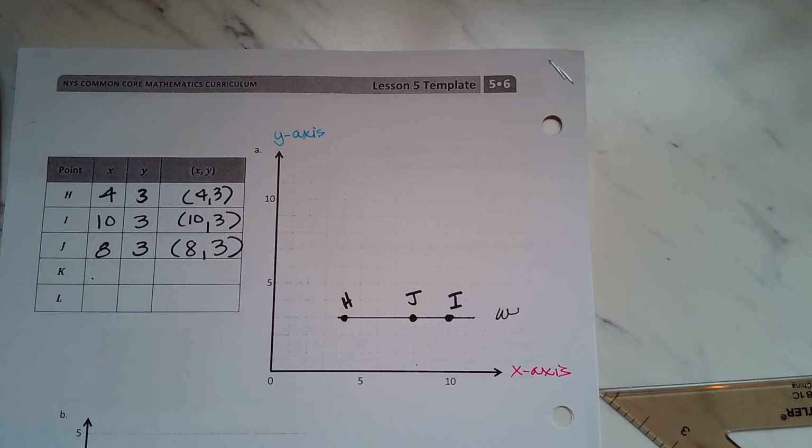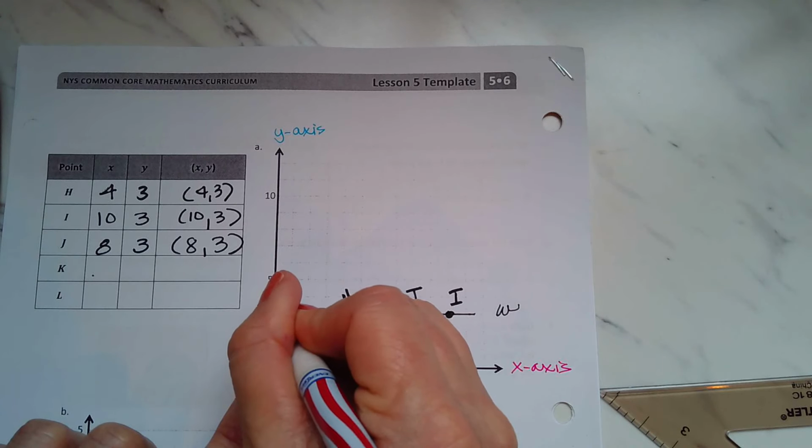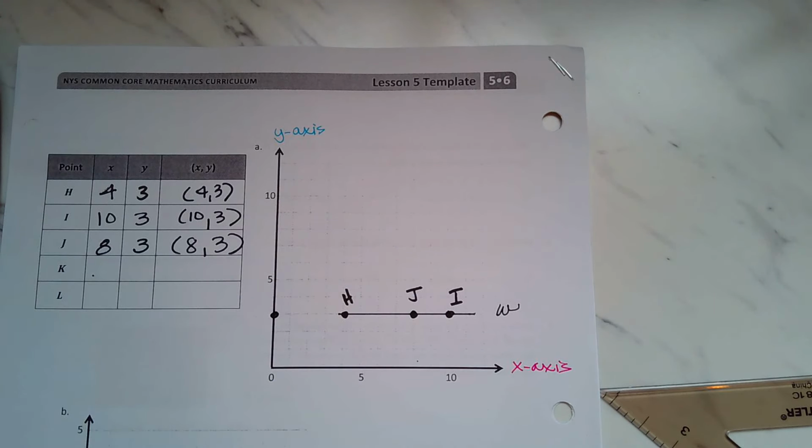Now, question, does line W ever intersect the x-axis? No. Finish my sentence though. Line W is parallel to the x-axis. Will line W ever intersect the y-axis? Yes. To intersect the y-axis, it would be 0, 3. That would be the intersection, where that line intersects.